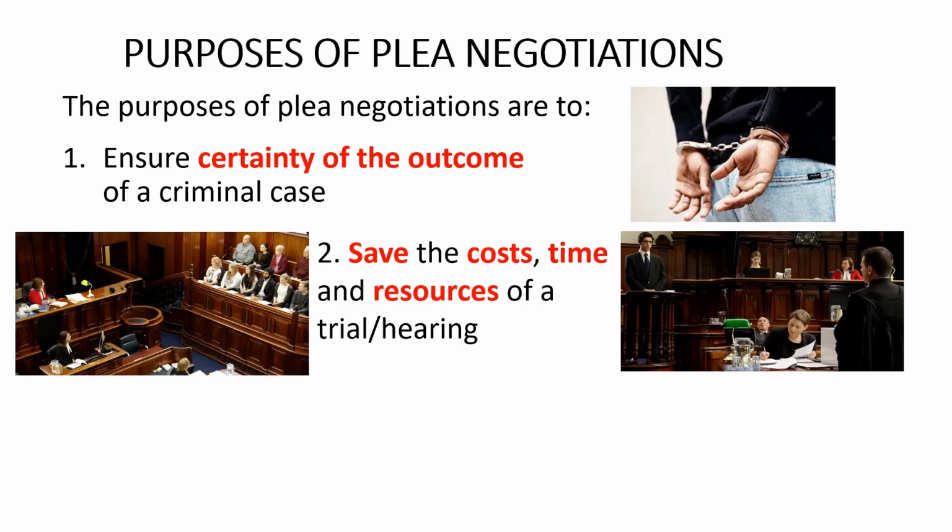The second purpose of plea negotiations is to save the costs, time and resources of a trial or hearing. Criminal trials and hearings are very costly. This is particularly because both the prosecution and the accused will generally be represented by lawyers, and lawyers are very expensive. Criminal trials and hearings are also likely to be time-consuming, at least where they involve a lot of evidence, for example, where there are a large number of witnesses in a case.